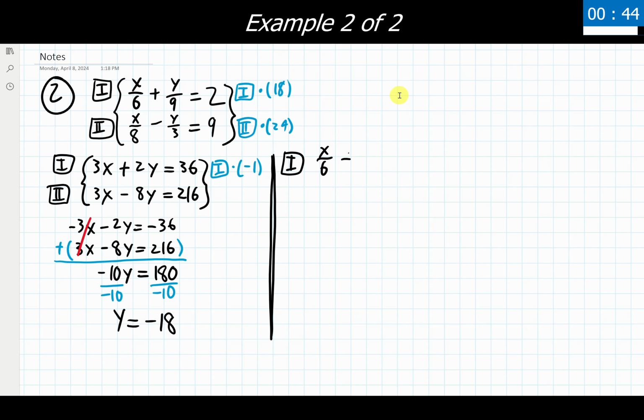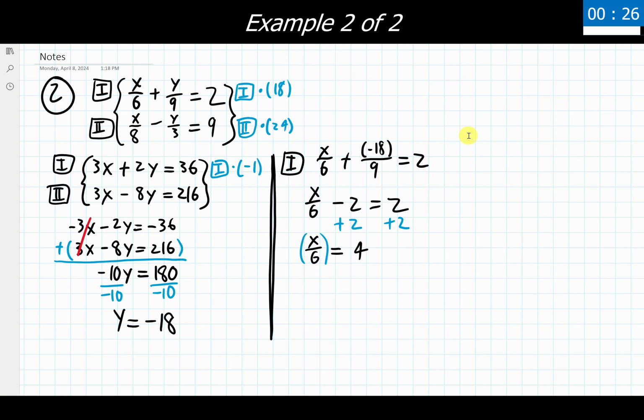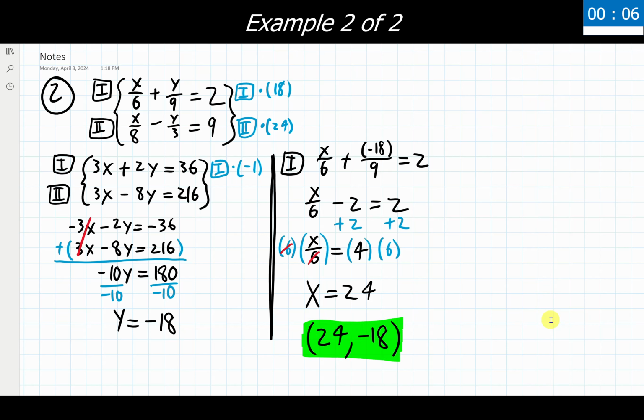So I'm just rewriting this. I'm substituting negative 18 in for y. And now I'm simplifying this thing, and I'm going to solve for x. We'll show that right here. And here we have our x value of 24. We can rewrite this. We take one last step and write everything together as a single ordered pair. We can go ahead and highlight this thing, and there we go. We have our final answer for example 2.